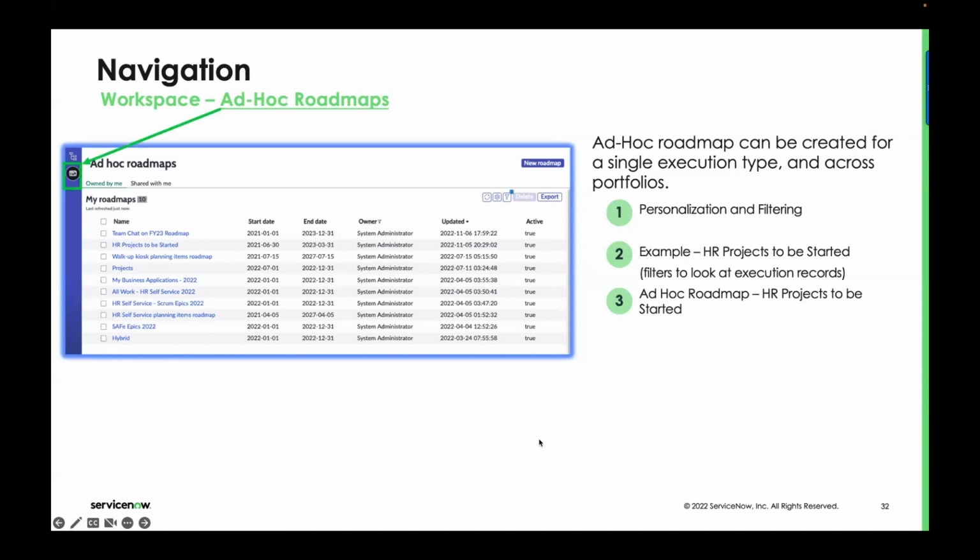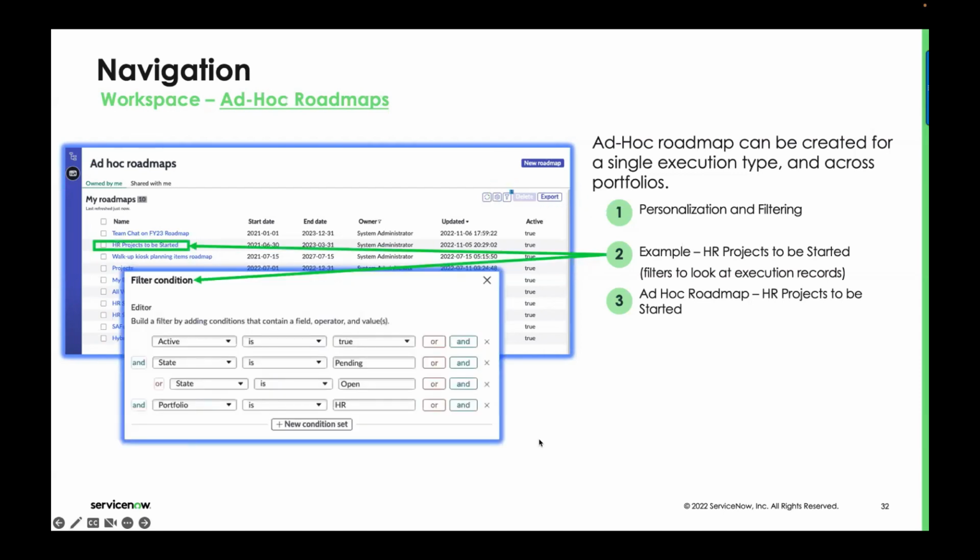This is an example, when I click through here, this is where you personalize and say, hey, I'd have a filter. This is what I'm looking for. My example here is I'm going to look at any projects related to HR that haven't started yet. So I'm looking at projects that are probably in the pending and open state. They belong to this portfolio. This is an example of saying, I want an ad hoc roadmap that gives me work that isn't planned yet. Like it's going to be planned. So I'm querying all the information sitting over in the execution record, right? That's effectively what I'm doing here.